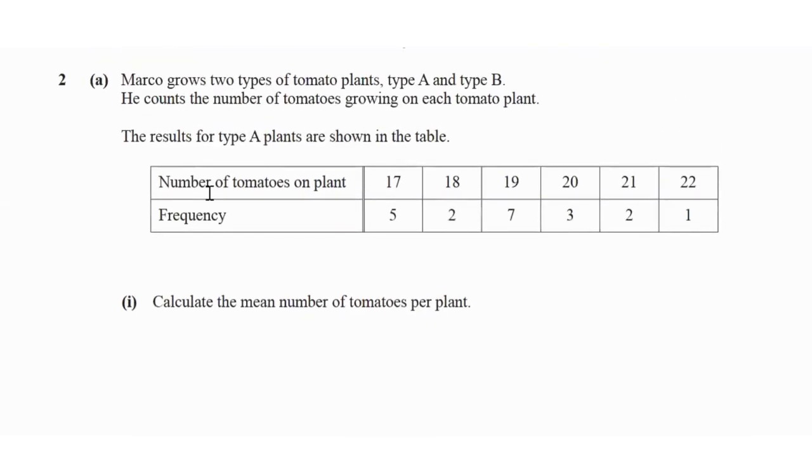Question 2 says Marco grows 2 types of tomato plants, type A and type B. He counts the number of tomatoes growing on each tomato plant. The result of type A plants are shown in the table. Calculate the mean number of tomatoes per plant.